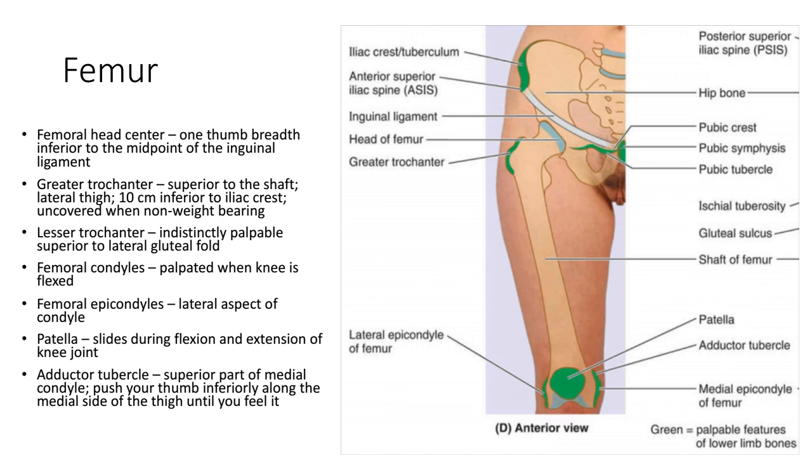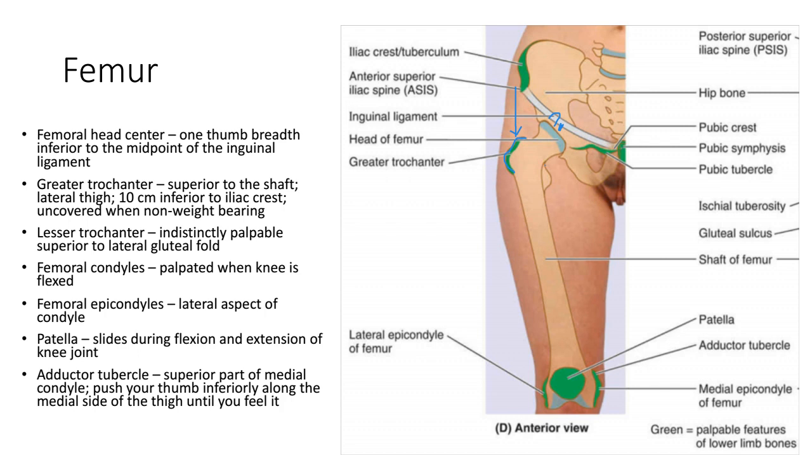The center of the femoral head is 1 thumb breadth inferior to the midpoint of the inguinal ligament. The greater trochanter is superior to the shaft of the femur, is lateral to the thigh because of that angle, is about 10 centimeters inferior to the iliac crest, and is basically uncovered when non-weight bearing. So there's no muscles around that area. However, there might be some fat and adipose tissue in that area.